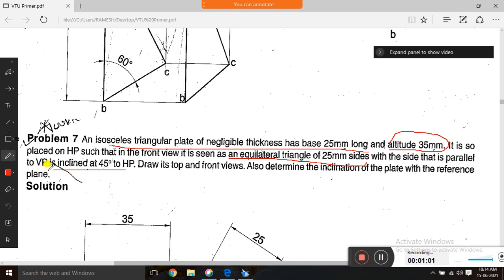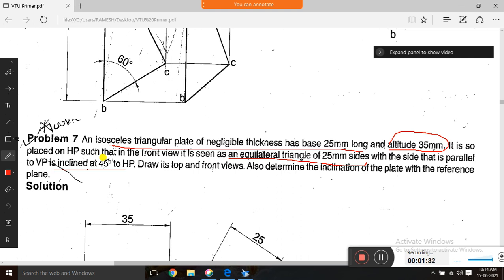So this is the problem. In our introduction class I explained that in some cases they do not give inclination for both the planes. Only for one plane they will give inclination, and for the other plane they give some condition. So this is also such a problem. In this problem only 45 degrees to HP is given, but not the VP inclination. Instead of VP inclination they give a direct view, meaning how it appears.